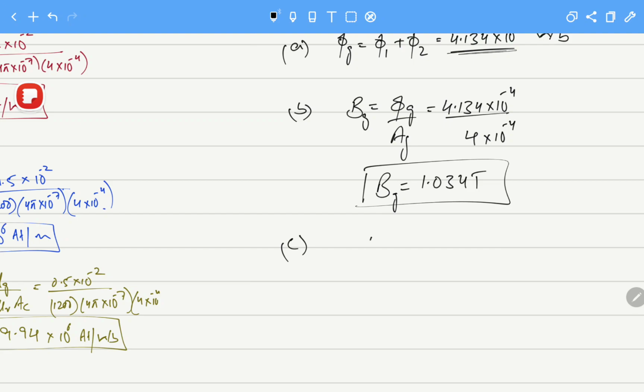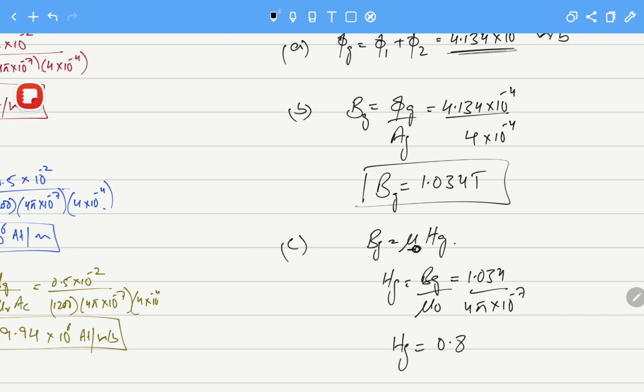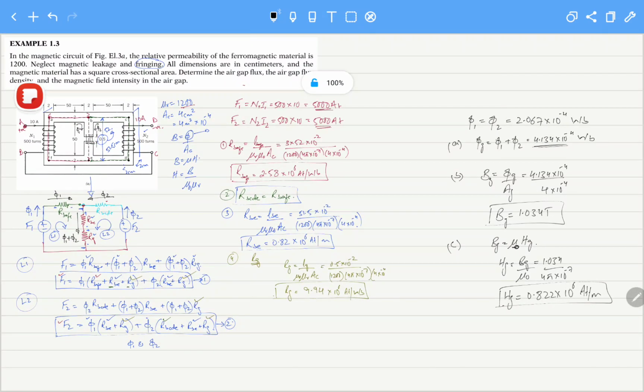The last part was to calculate the magnetic field intensity, and here we have H_G. What is this mu? This is mu naught because it is the air gap. So H_G will be B_G over mu naught, which equals 1.034 divided by 4 pi into 10 raised to power minus 7. So H_G will become 0.822 into 10 raised to power 6 ampere turns per meter. So this is how we have calculated all three values. Okay students, thank you.